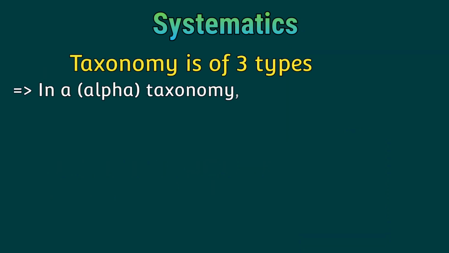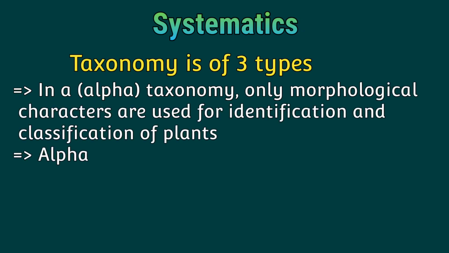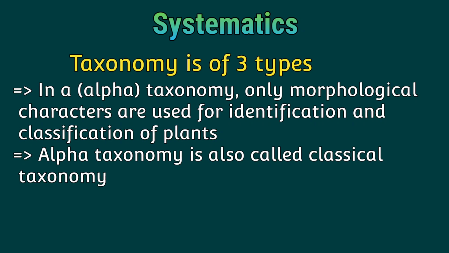Taxonomy is of three types. In alpha taxonomy, only morphological characters are used for identification and classification of plants. Alpha taxonomy is also called classical taxonomy.